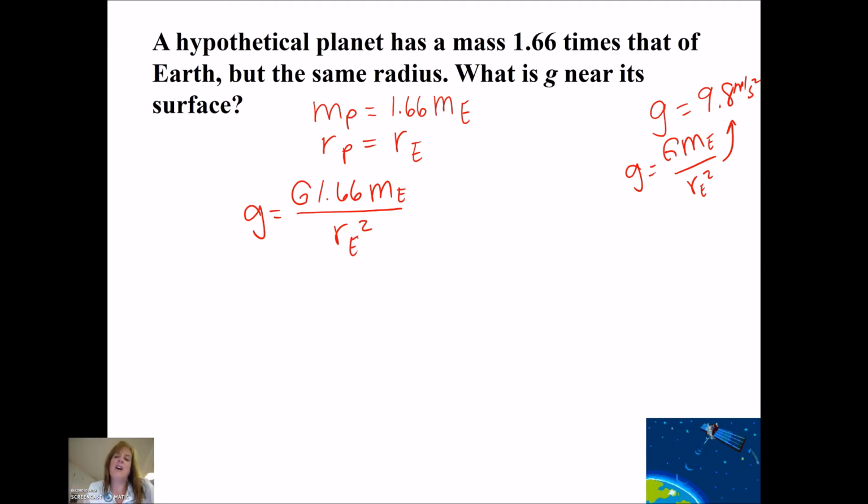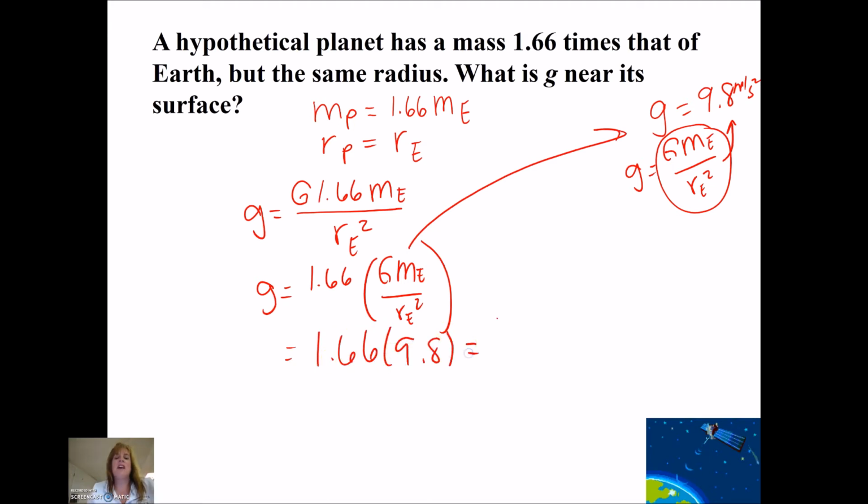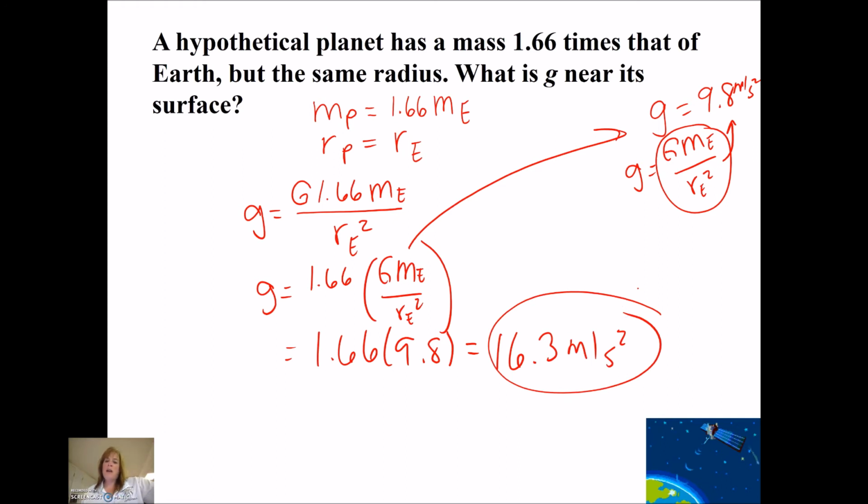If we factor this out, we know that this quantity equals 9.8. So if we factor the numbers out, we get g is equal to 1.66 times G times the mass of Earth over the radius of Earth squared, and we know that this is 9.8. So we have 1.66 times 9.8, and that's going to give us the acceleration due to gravity on the surface of that planet, which of course would be 16.3 meters per second squared. Higher mass, higher acceleration due to gravity.